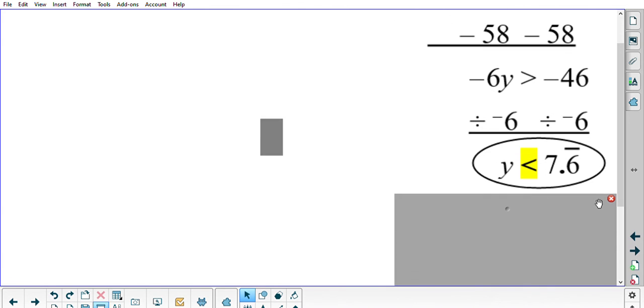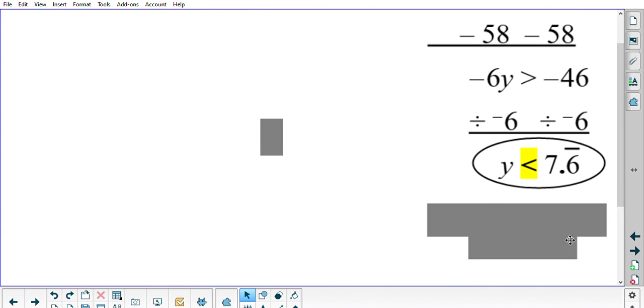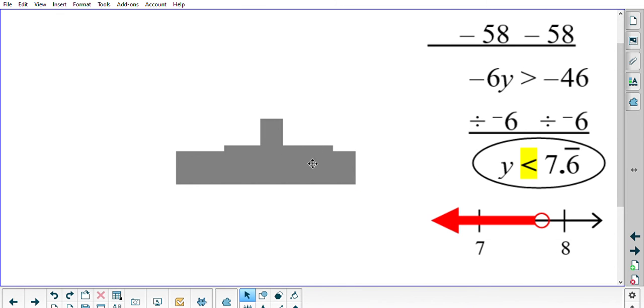Now notice this answer has a decimal piece to it. So again, what two integers is 7.6 repeating in between? It is in between 7 and 8. It's going to be closer to the 8. And so you're going to have an open circle closer to the 8, shaded to the left. Because if y is less than the number, then we are going to the left of that number on the number line. And that concludes the guided notes on solving inequalities and graphing their solutions.